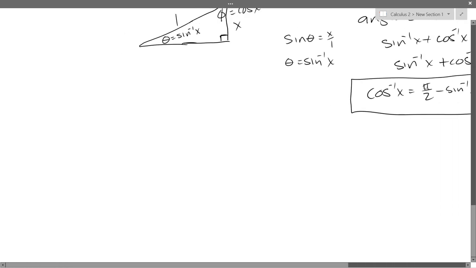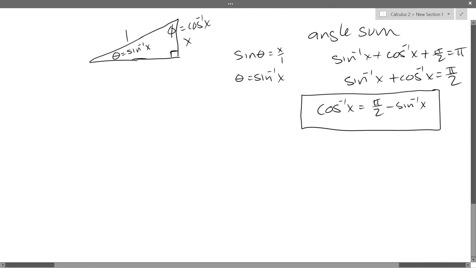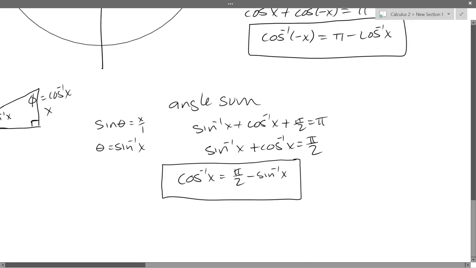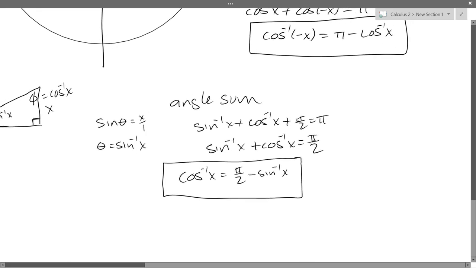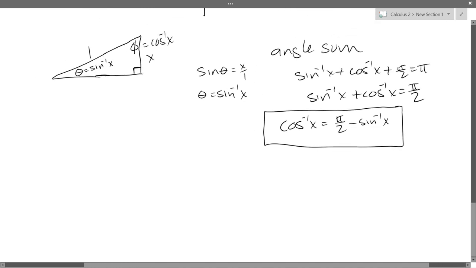So now we'll look at tangent and cotangent. The other more useful one was cos inverse of negative x equals pi minus cos inverse x.